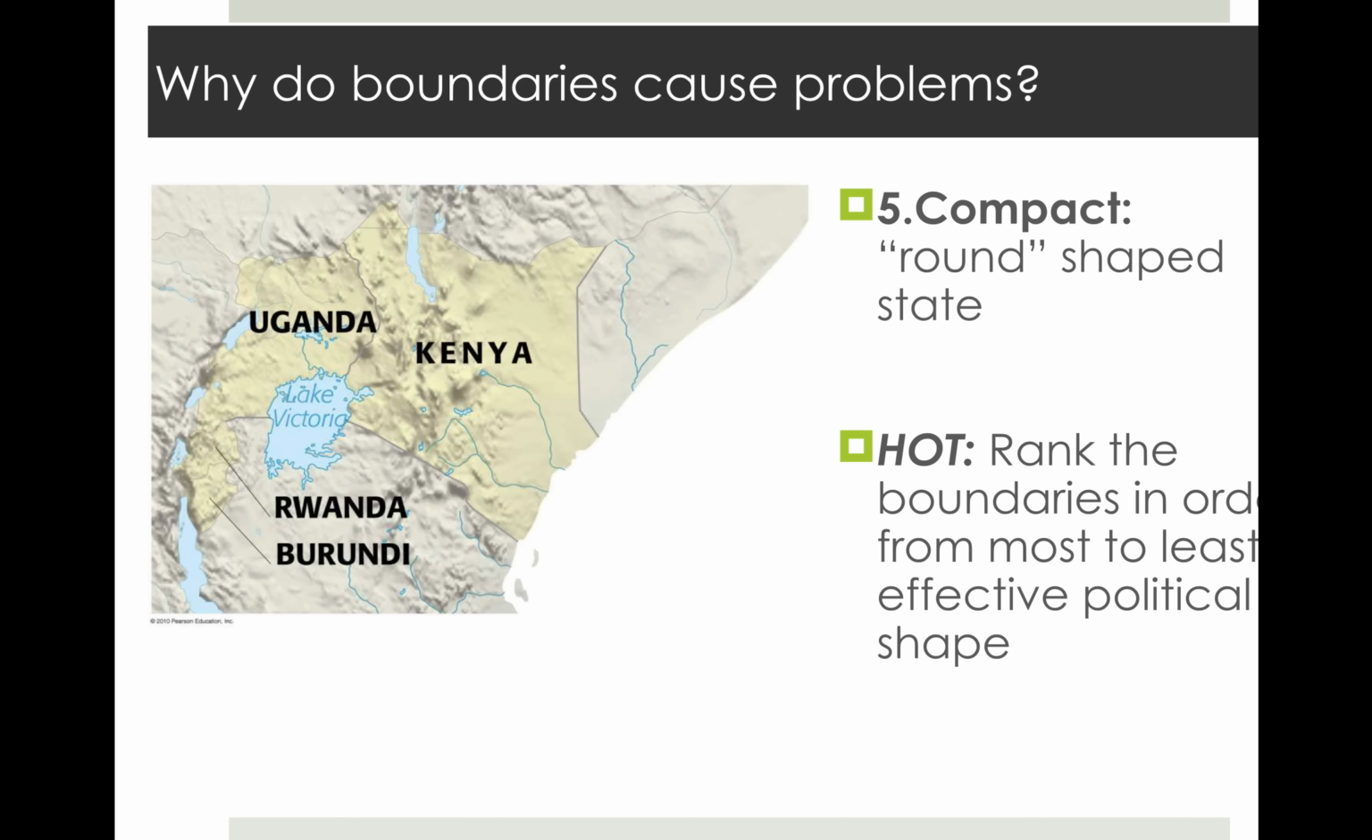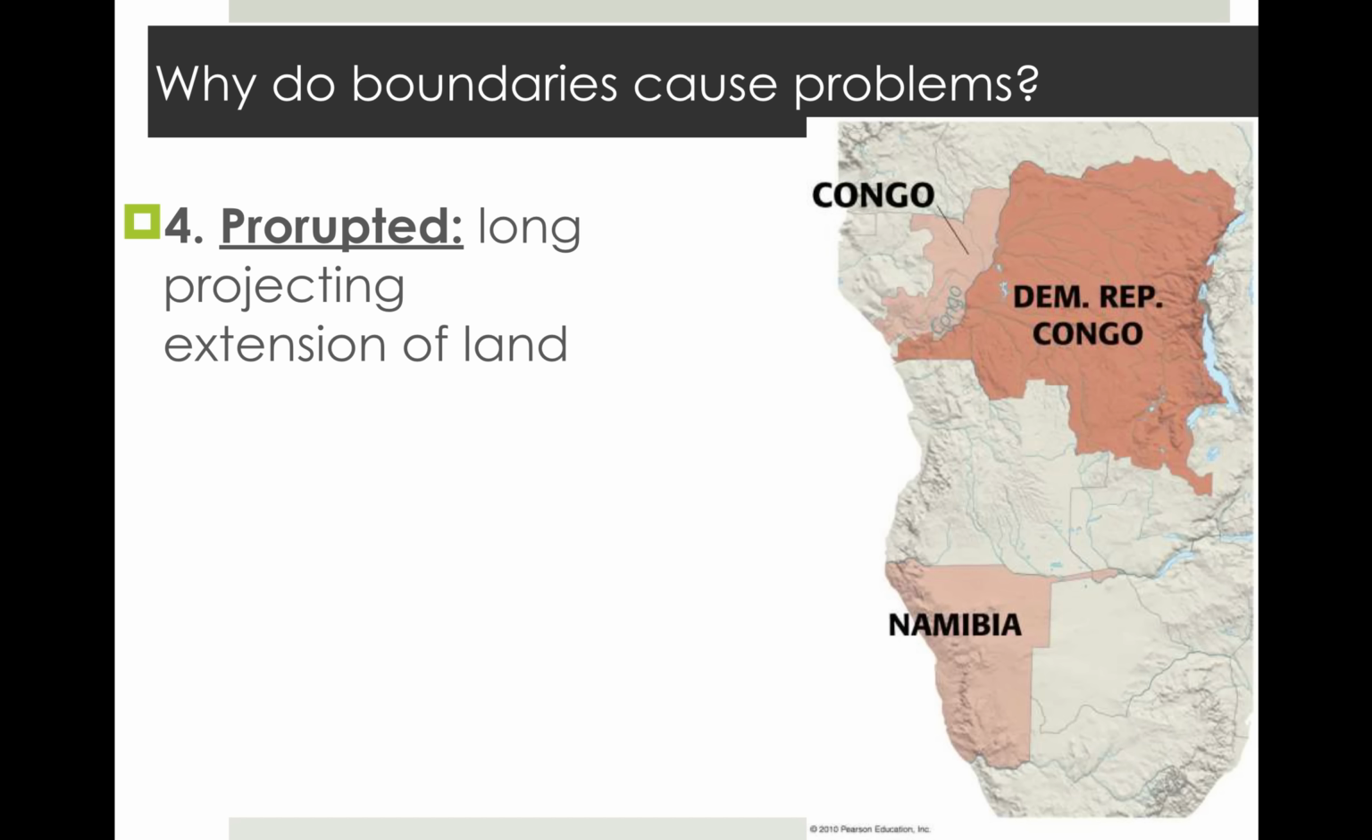Let's go back for a second. One of the problems for the proruption is that the proruption itself is often vulnerable to attack, vulnerable to be taken advantage of by another country, because you have just a small sliver of land, again, very long exposed borders, just like we talked about with the elongated state.